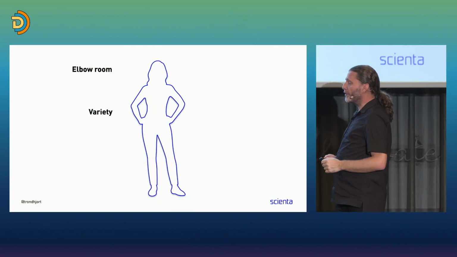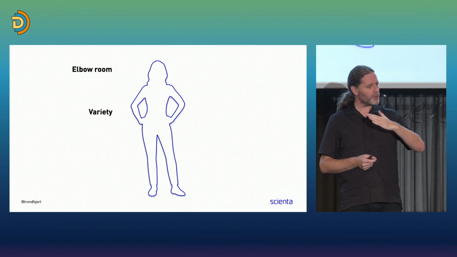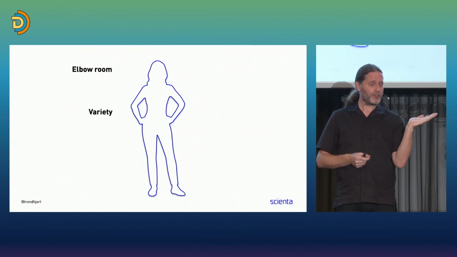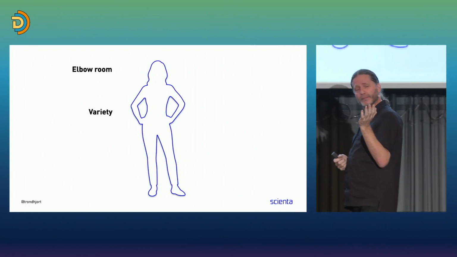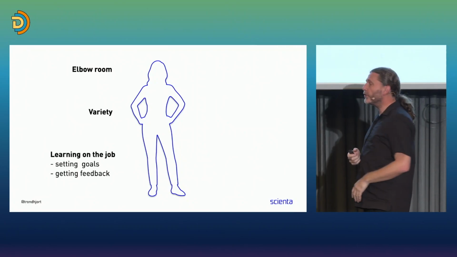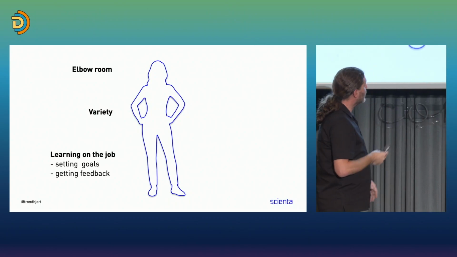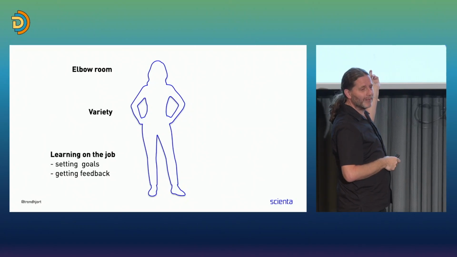The same goes for variety. You want to have variety in your job. Again, not too much, because that's stressful. Not too little, because that's just putting nuts on bolts, right? So you want some variety in your job. And you want to learn on the job. And the learning includes setting goals and getting feedback.